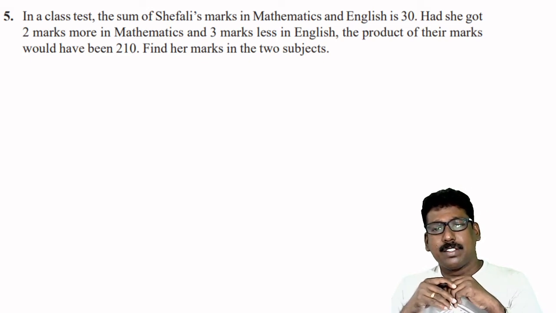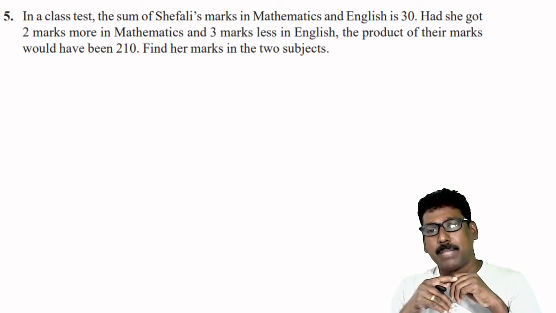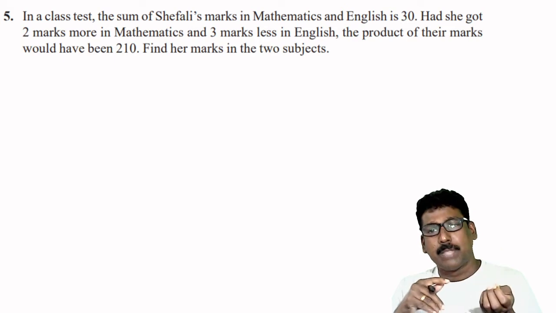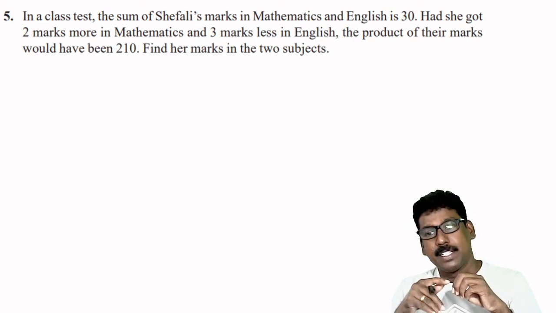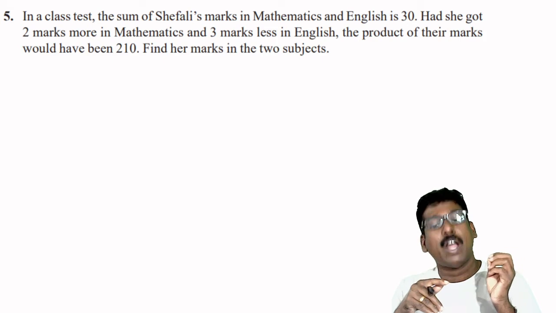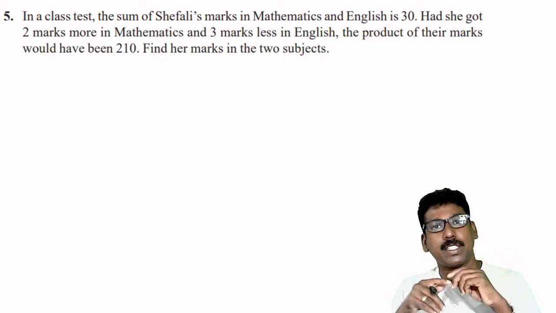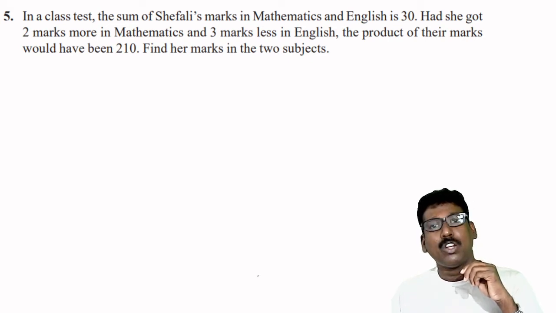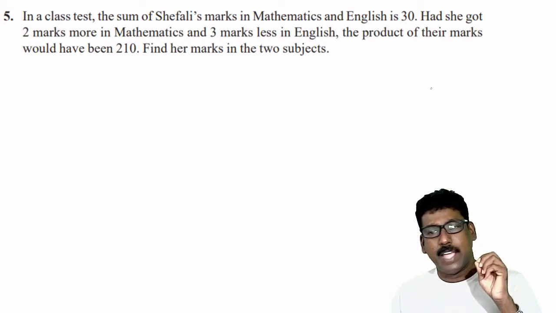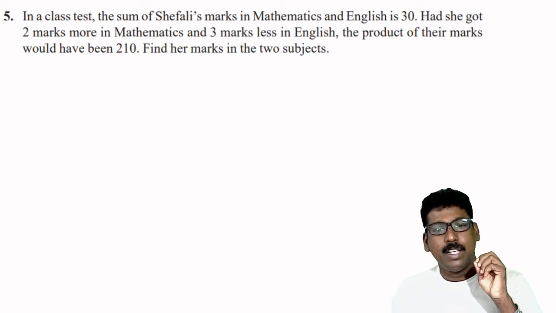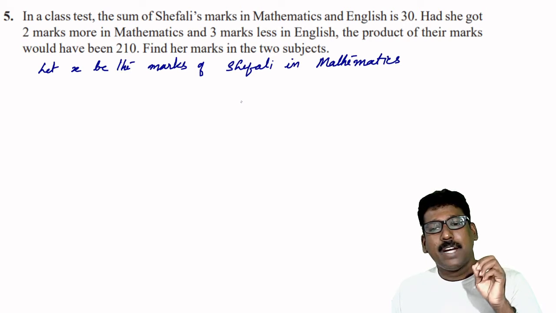In a class test, the sum of Shefali's marks in mathematics and English is 30. Had she got 2 marks more in mathematics and 3 marks less in English, the product of their marks would have been 210. Find her marks in the 2 subjects. Here, the mark of any one of the subjects you can take as x. So, first you can write, let x be the marks of Shefali in mathematics.